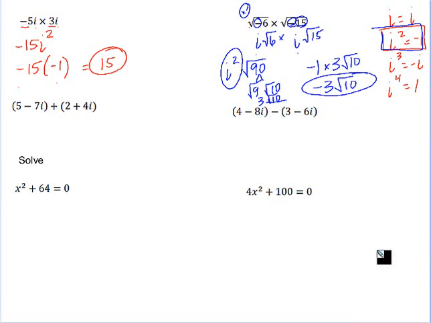Next problem, simplify. This says 5 minus 7i plus 2 plus 4i. So when we have this plus sign here, we just want to combine our like terms. So 5 plus 2 is 7. Negative 7i plus 4i is a negative 3i. So this is just 7 minus 3i.